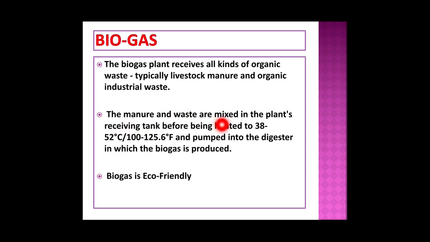The manure and waste are mixed in a plant's receiving tank before being heated to 38 to 52 degrees Celsius, or 100 to 125.6 degrees Fahrenheit, and then pumped into a digester in which the biogas is produced. So first the waste is mixed at a particular temperature, and then it is shifted to a digester where the gas is produced, and this gas is an eco-friendly, renewable, clean source of energy.